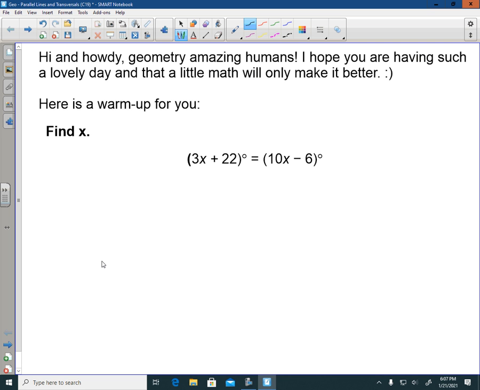All right. So here we have an equation. We know it's an equation because it's got an equal sign in it. That's a classic equation for you. But there's also a bunch of other symbols wrapped around some familiar algebraic expressions. Things like 3x plus 22 has parentheses, and then also 10x minus 6 has parentheses, and both of those also have degree symbols, those little zeros up above.